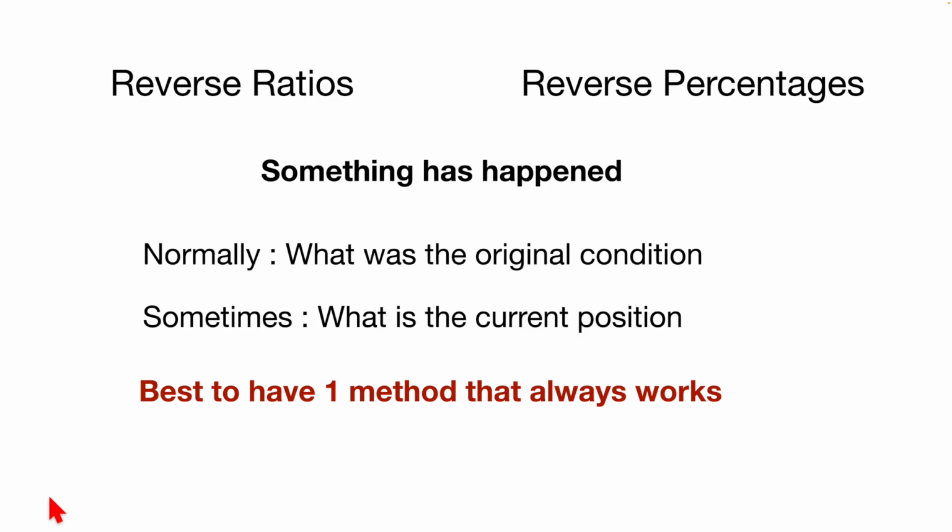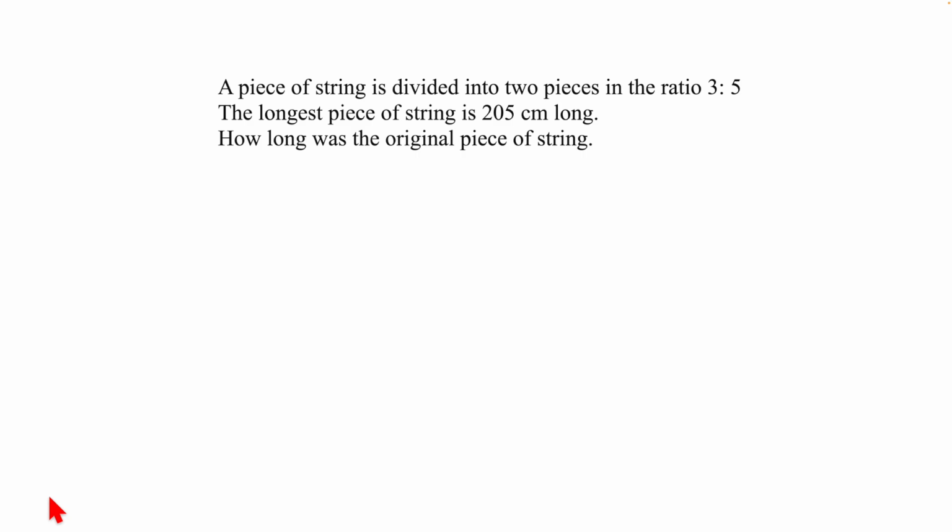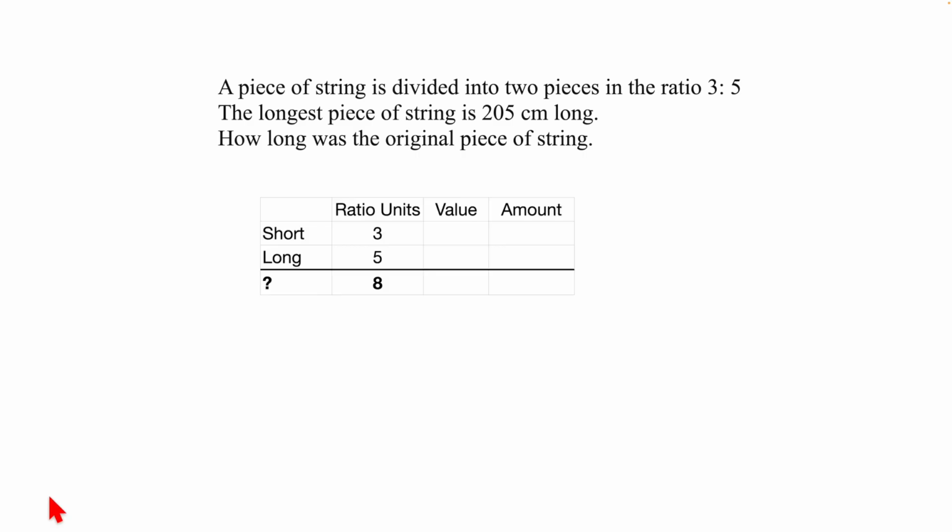It's creating that table. Here's an example. A piece of string is divided into two pieces in the ratio 3:5. The longest piece of string is 205 cm long. How long was the original piece of string? Right, here's our table. This has got all the information we're given. The short piece has 3 ratio units. The long piece has 5. The total is 8. We don't know how long it is.